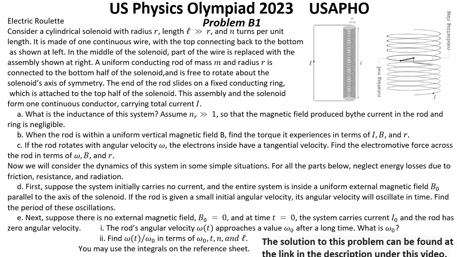Next, suppose there is no external magnetic field, B0 equals 0, and at time t equals 0 the system carries current I0 and the rod has zero angular velocity. First question. The rod's angular velocity omega as a function of time approaches a value omega 0 after a long time. What is omega 0? Second question. Find omega(t) over omega 0 in terms of omega 0, t, n, and L. You may use the integrals on the reference sheet.